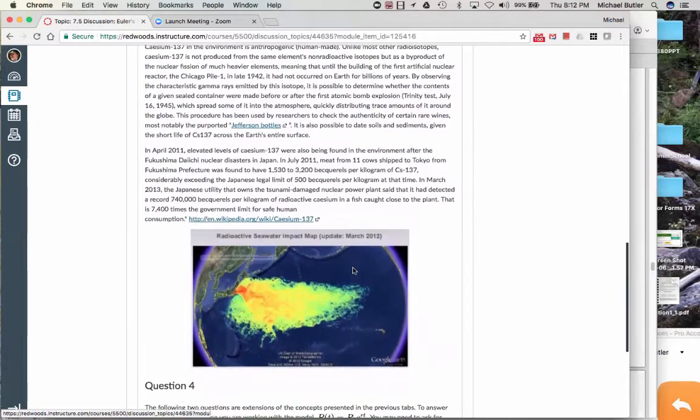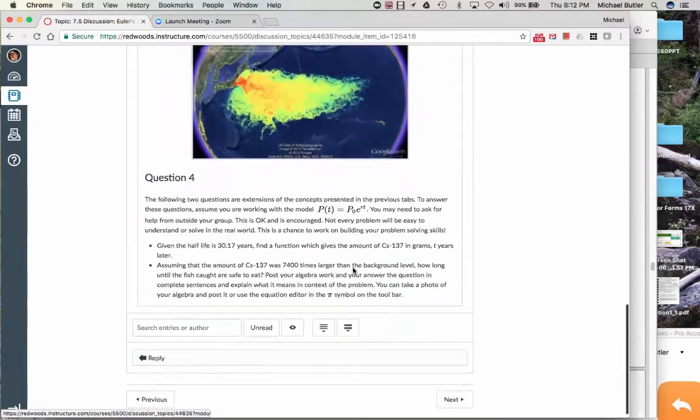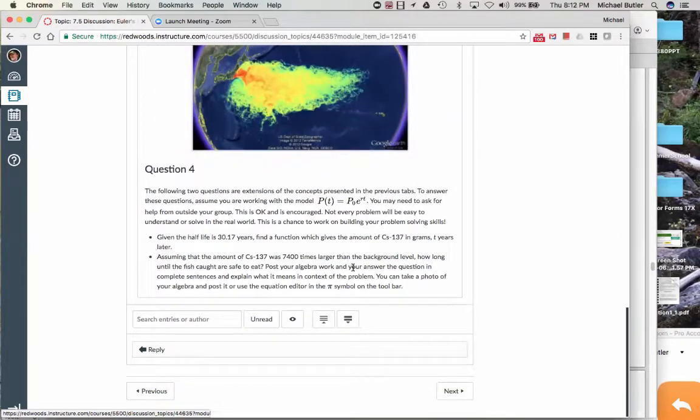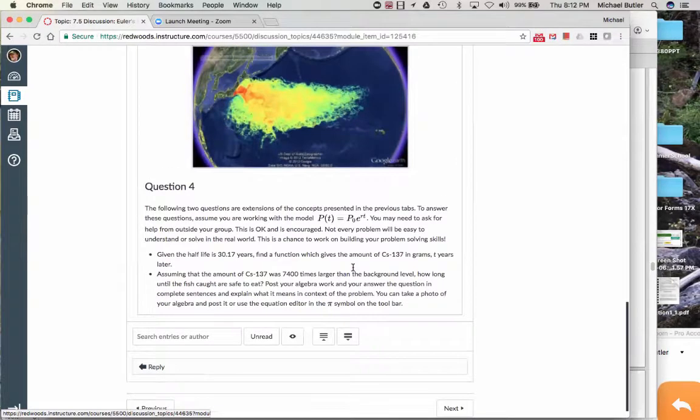I'm ready. Okay, cool. All right, so question 4 has to do with the Fukushima disaster. That's a picture of the radioactive plume coming out of, that's Japan right there. That's the plume of ocean water that came out of the Fukushima reactor, all the nasty, toxic, radioactive spillage that was coming out of it. So the following 2 questions are extensions of the previous tabs.